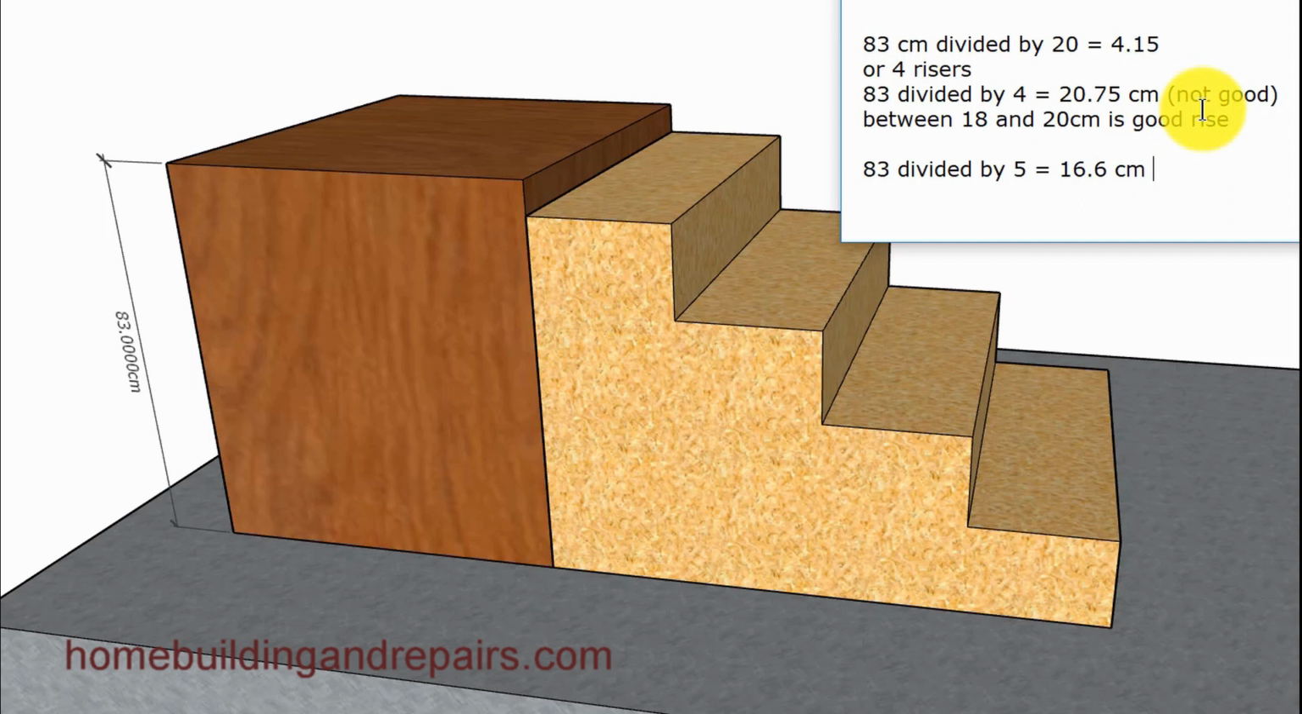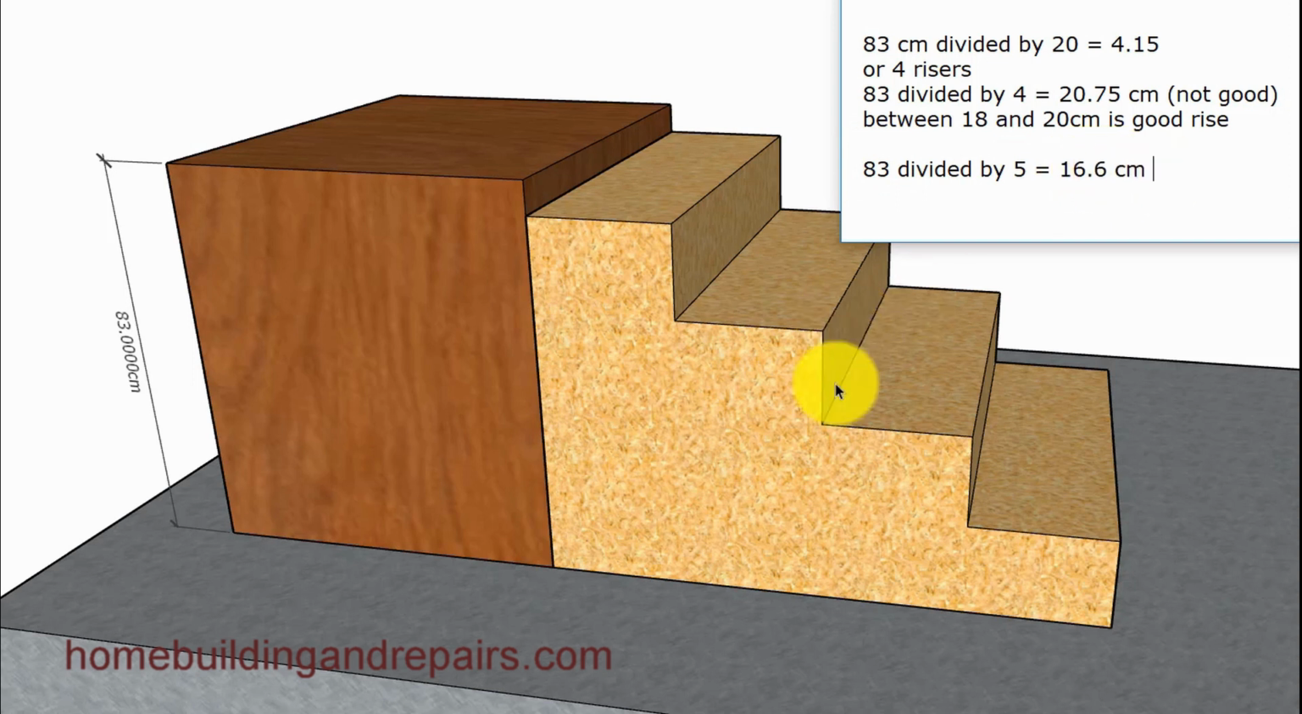In US inches, it's a little over 8 inches, and in the United States, 8 inches is a little too high most of the time. So I think 7 3/4 inches in the United States is maximum in a lot of cases. So if this is the case and this is not going to work, then we're going to go to the next number, which would be 5. 83 divided by 5 gives us 16.6 centimeters.